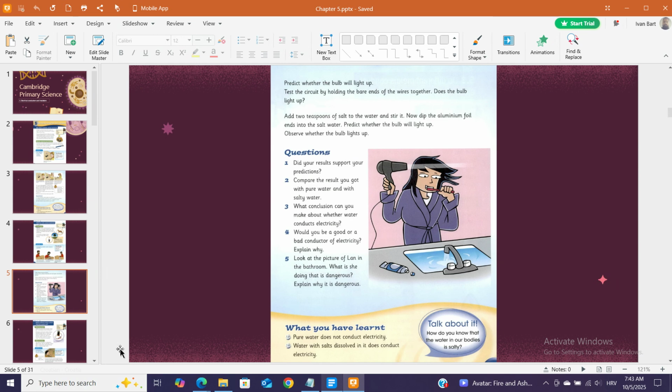What you have learnt. Pure water does not conduct electricity. Water with salts dissolved in it does conduct electricity. Talk about it. How do you know that the water in our bodies is salty?